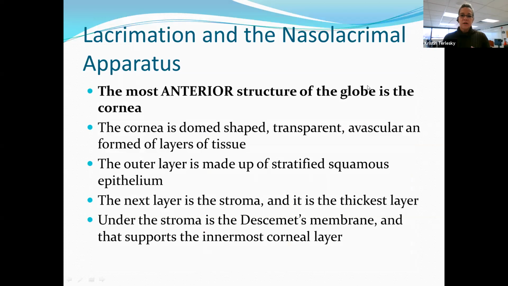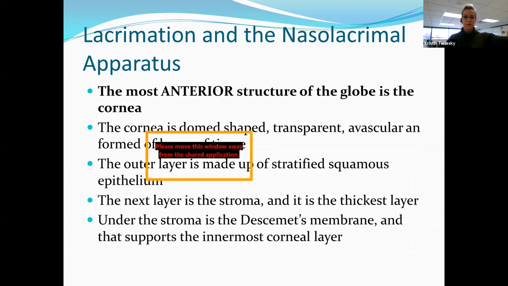All right, so let's talk about, again, the globe. The most anterior structure of the globe is the cornea. So remember, you've got to remember your terms. Anterior is front, posterior is behind. So the very first part you're going to see is the cornea. The cornea is clear, super, super clear. It's dome shaped. It's, again, transparent.